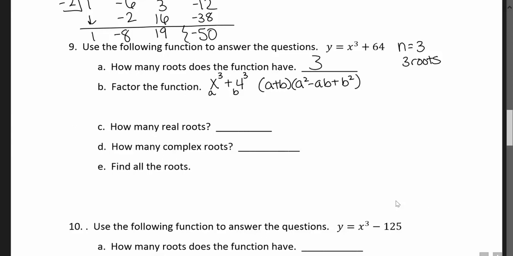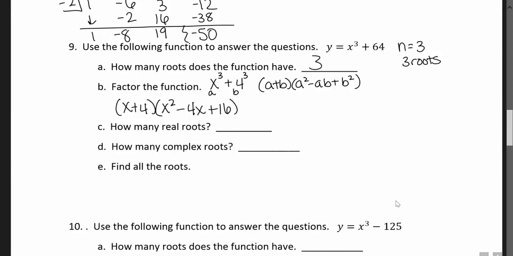So everywhere I see a, I'm going to put x. Everywhere I see a b, I'm going to put 4. So this is going to be x plus 4. Now it's a squared, so x squared, minus a times b, so x times 4 is 4x. And b squared, 4 squared is 16.